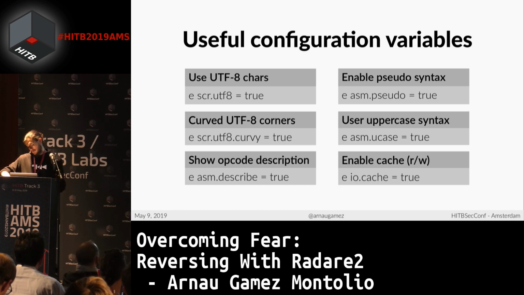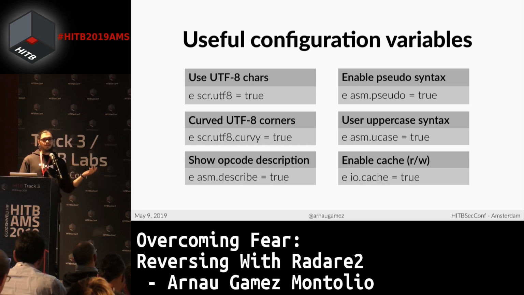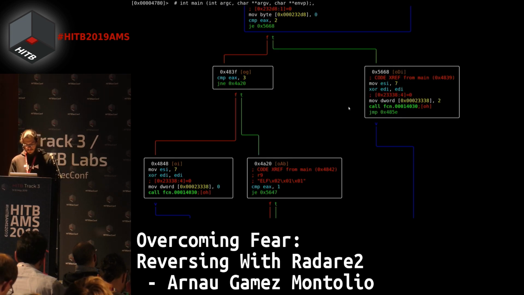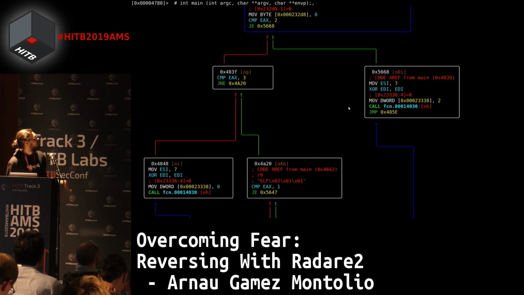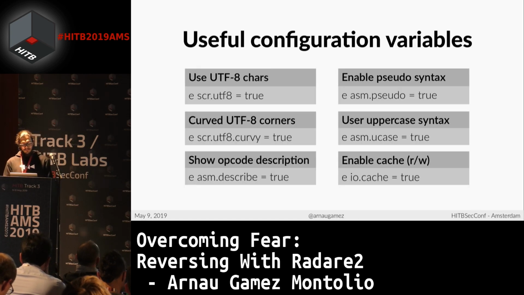Then there is one more I will show you. Okay, I will go to the asm use case that is right there, which is basically showing the disassembly in uppercase. If you are more old school and you want to show the disassembly in uppercase, it's as easy as that. And then the show opcode description and enable pseudo syntax.